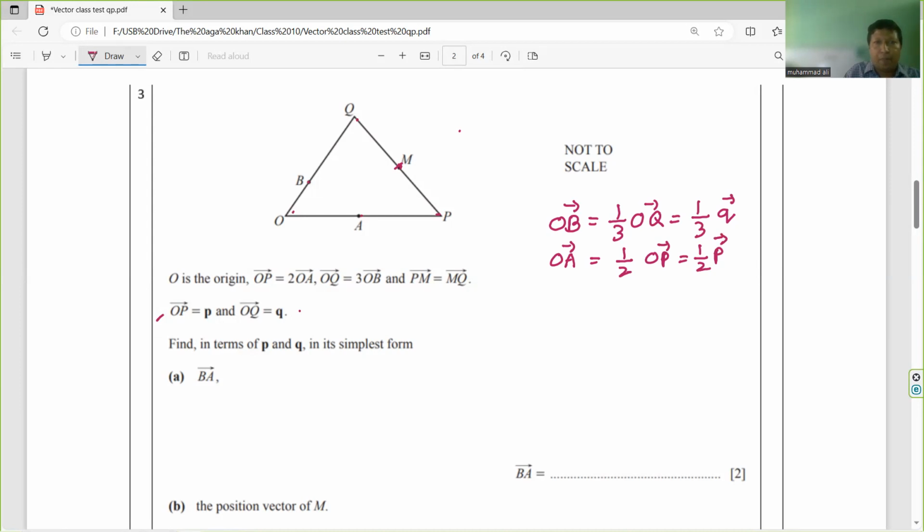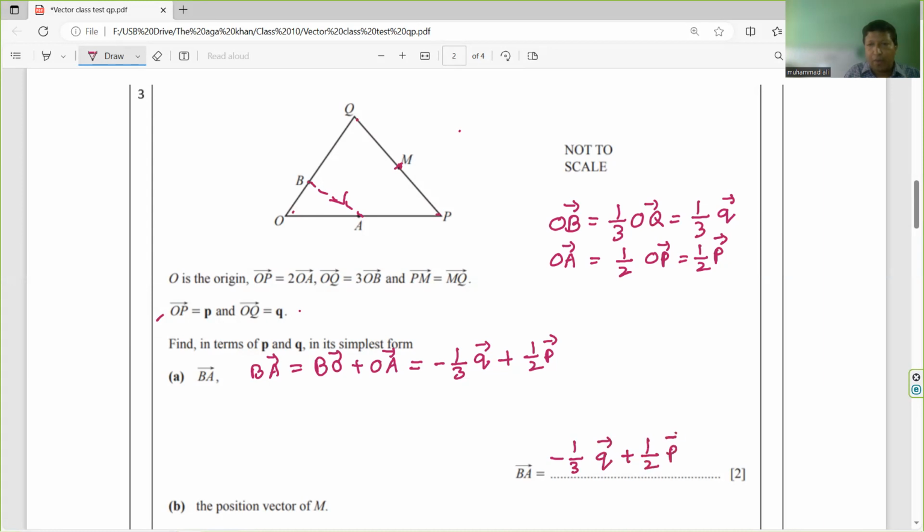Okay. Now BA, by the vector addition formula, instead of BA we can write BO vector plus OA vector. BO equals the negative of OB, that means we have to write minus 1/3 Q vector plus 1/2 P vector. So our answer will be minus 1/3 Q vector plus 1/2 P vector. Okay, part a is completed. The second part, the position vector of M.